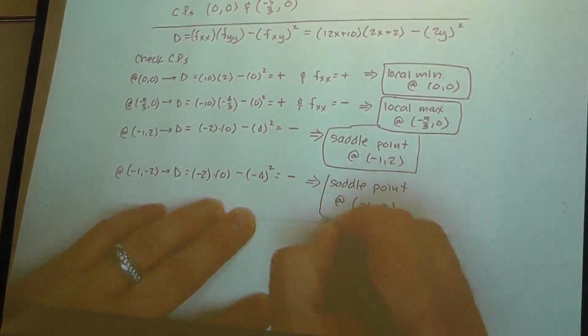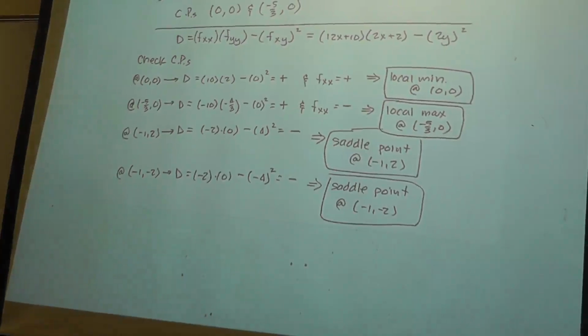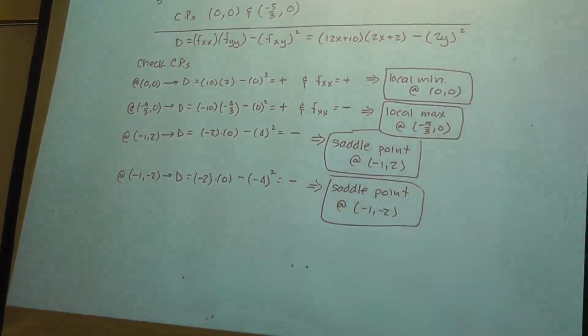And those are the conclusions I'm looking for. It's just, of the critical points you got, what are their role on the surface of this function?